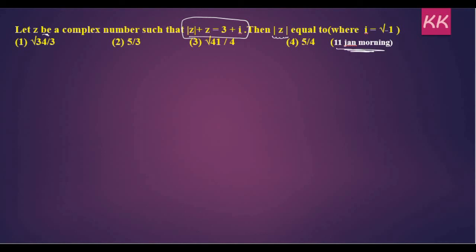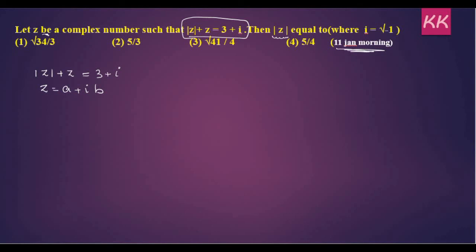So, what is the condition? I will write it first: mod Z plus Z is equal to 3 plus i. This is the given condition. Now, what will we do? Simply, we consider Z in the standard form. Let us suppose Z is equal to a plus ib. Simply we plug this Z equal to a plus ib into the above condition.